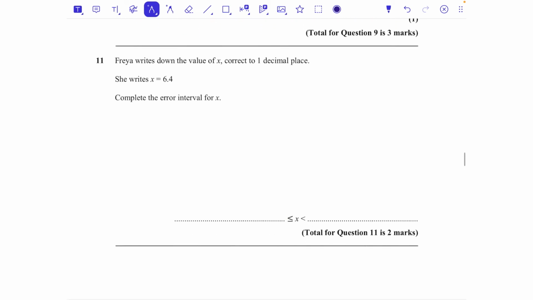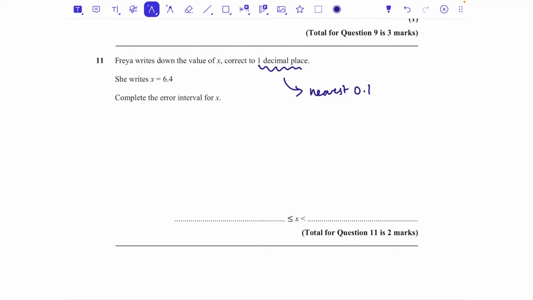Question number 11. Freya writes down the value of x correct to 1 decimal place. She writes x equals 6.4. Complete the error interval. So what they're asking us for here is the biggest and smallest that x could have been before she rounded it. So it's been rounded to the nearest 1 decimal place, which is the same as rounding to the nearest 0.1.